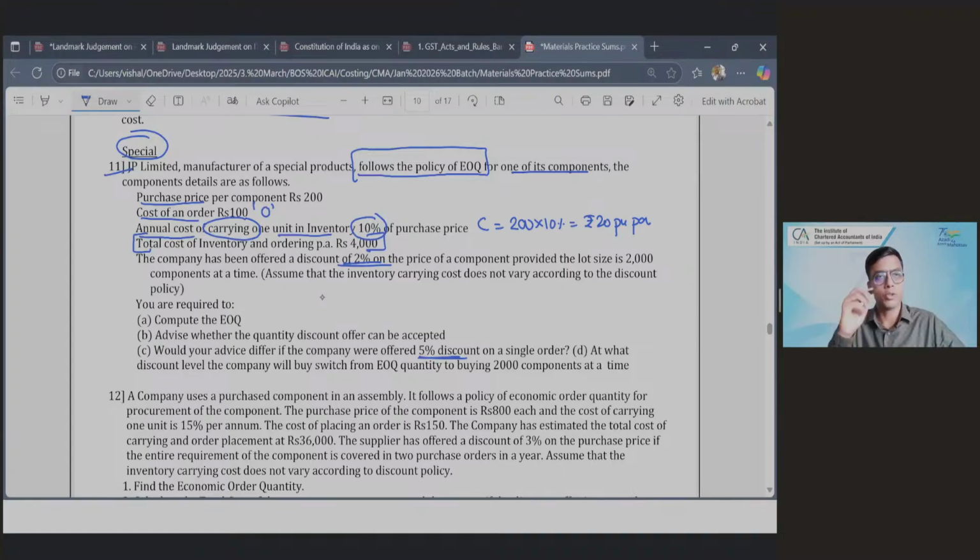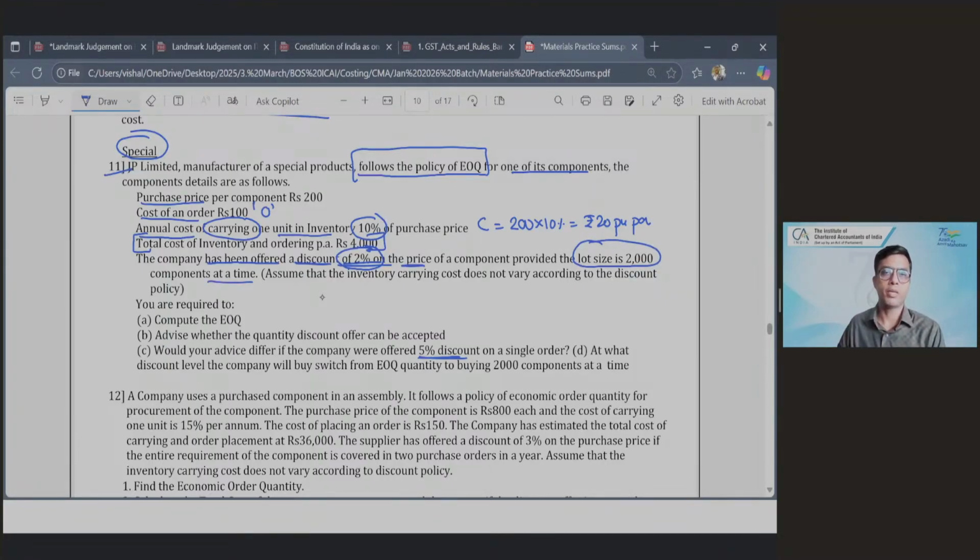What is that? You read. But before that, now what is asked in the question? Same thing. Like the previous questions, you have to do comparison between two options. One is EOQ and one is the other option, which is ROQ. But here, the difference is in this ROQ option, there is a new adjustment. What is that? The company has been offered a 2% discount on the purchase price. But condition given is provided you are ordering minimum 2000 units at a time.